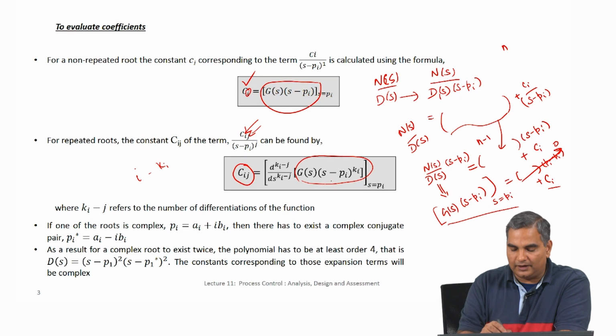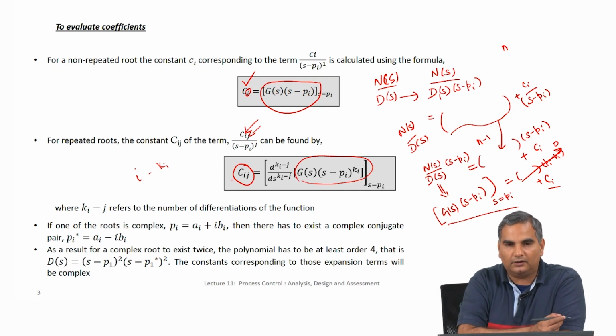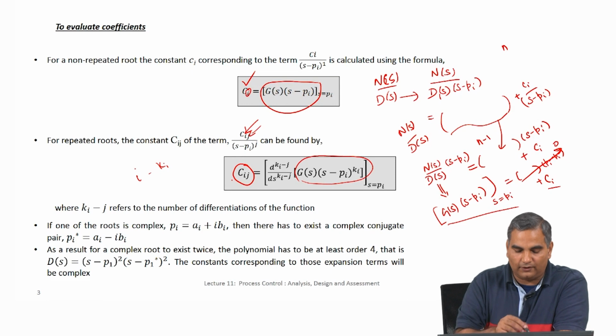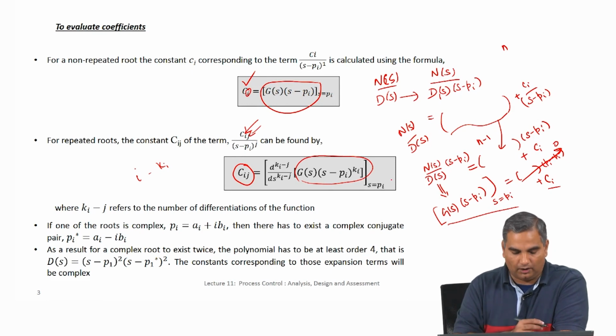For repeated roots we have (s minus p_i) to the power k_i times G(s), and then you evaluate this whole thing at s equal to p_i. That will give you the constant C_ij. So, this way for every i you can compute all the j's.